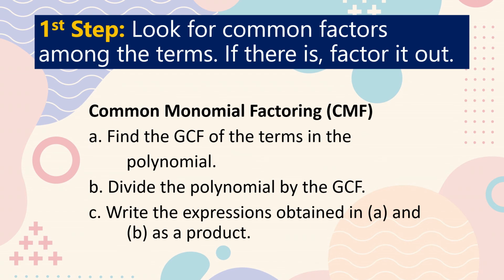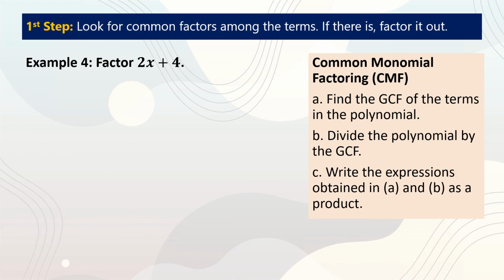So let's now complete the process on how we can accomplish the first step, following the method common monomial factoring or CMF. There are 3 sub-steps. First, you have to find the GCF of the terms in a polynomial. B is to divide the polynomial by the GCF. And C, write the expressions obtained in A and B as a product. To better understand the steps under common monomial factoring, let's have an example. We are asked to factor 2x plus 4.